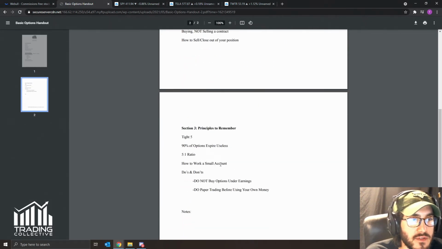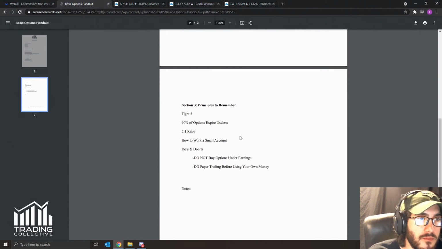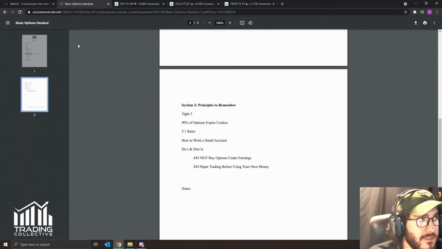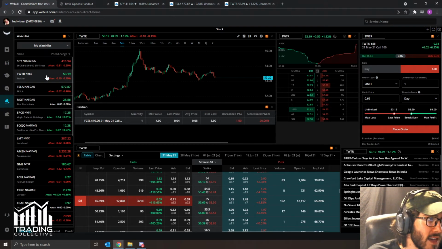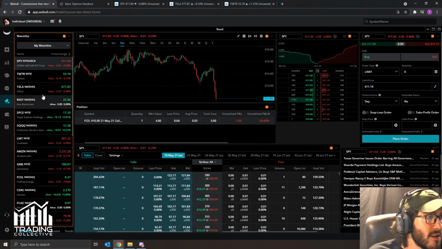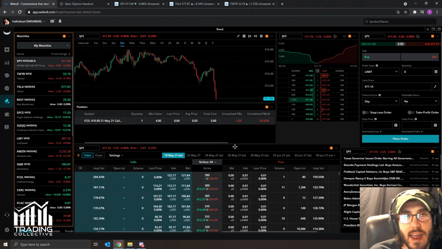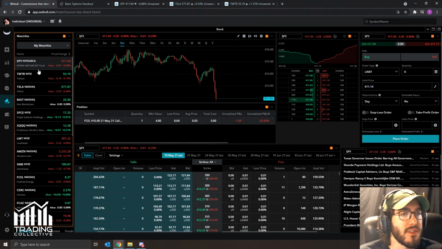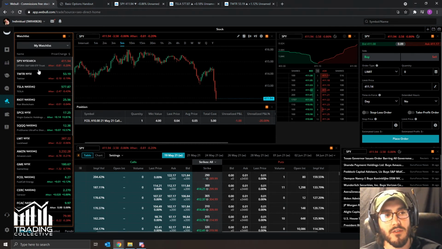And then section 3, principles to remember. I'll try to keep this a tight section, but we'll talk about first the Type 5. Type 5 for me is SPY, Twitter, Tesla, Riot, and SPCE, or I call them Spice Girls. These are just my Type 5. What it should be is 5 securities that you're consistently looking at. Maybe they're the top 5 on your watch list.